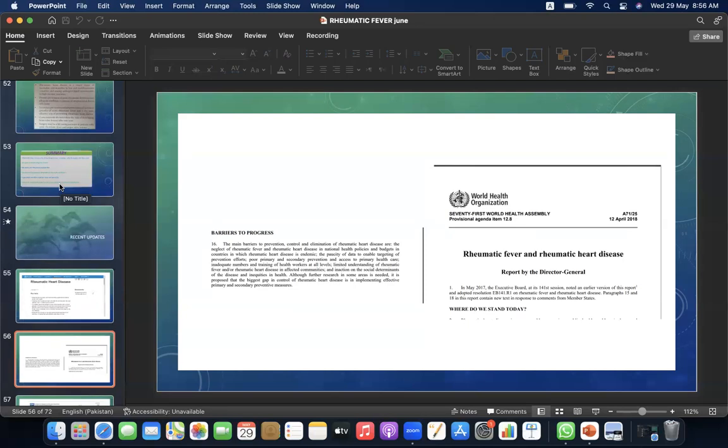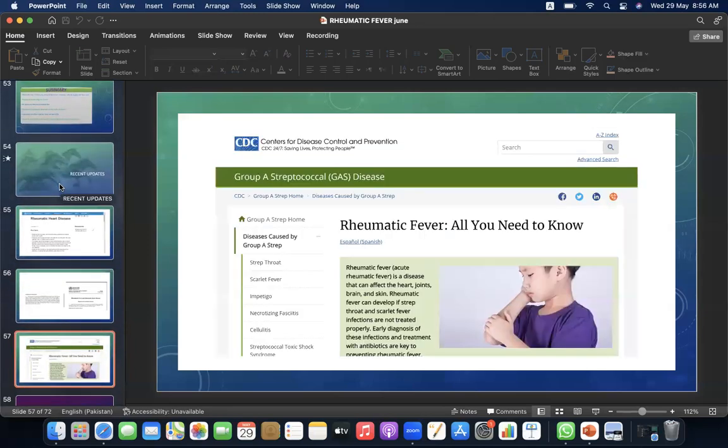Although further research in some areas is needed, it is proposed that the biggest gap in control of rheumatic heart disease is in implementing effective primary and secondary preventive measures. Rheumatic fever, all you need to know.